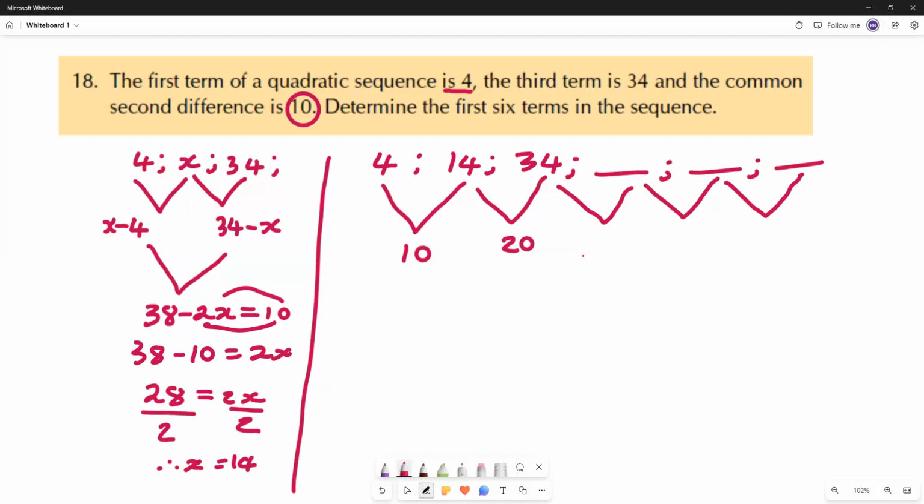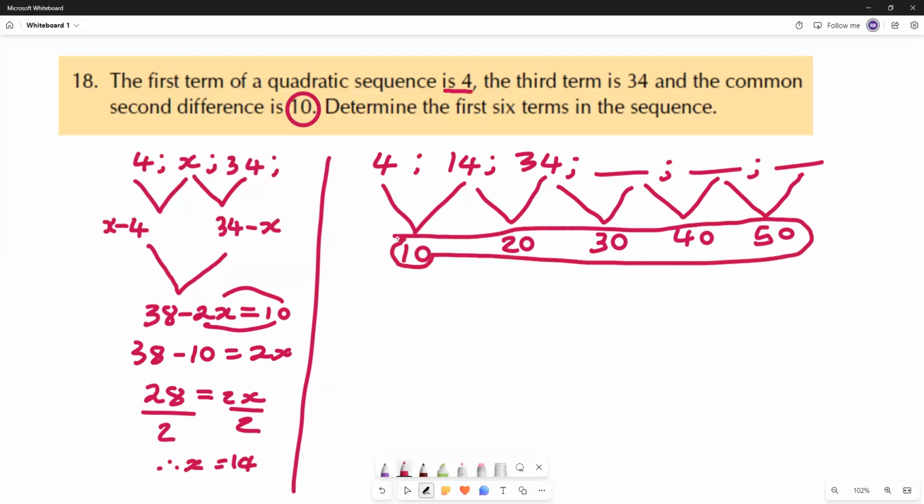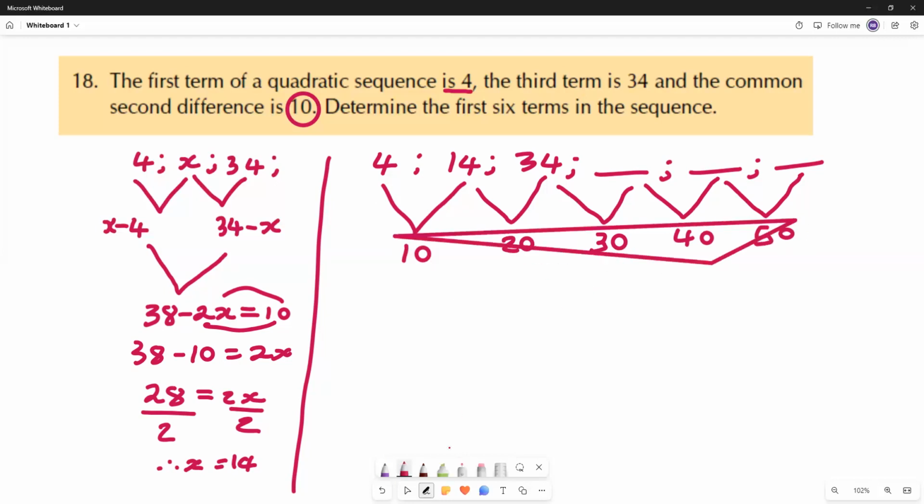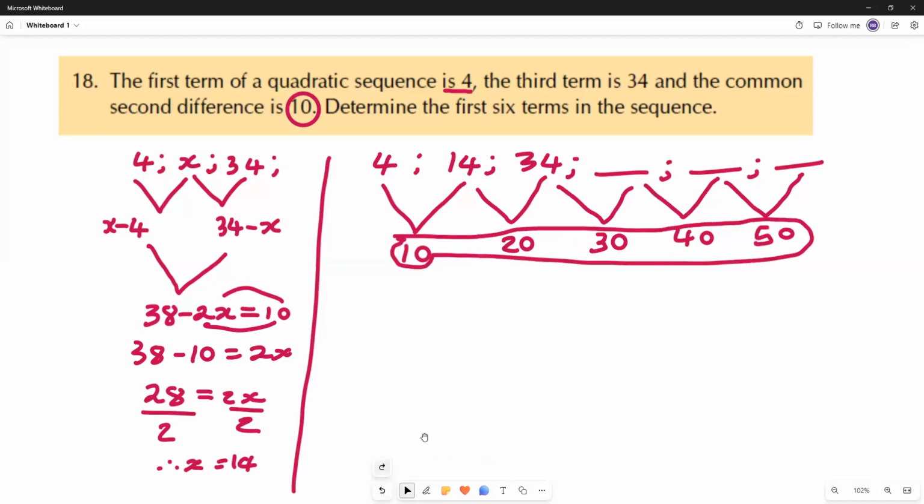Remember in the beginning of the video, I told you that it is very important to know that the first difference of a quadratic pattern forms a linear pattern. So here I can see that 10 plus 10 gave me 20, which means 20 plus 10 must give me 30. Then here I'm going to have 40, then 50, because I know that this part must give me a linear pattern.